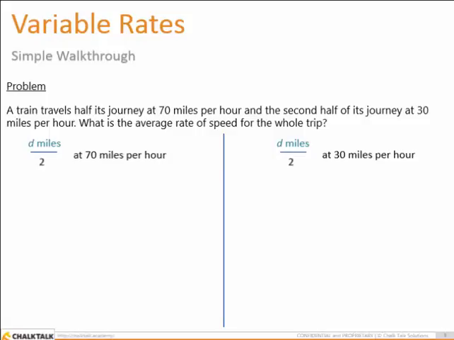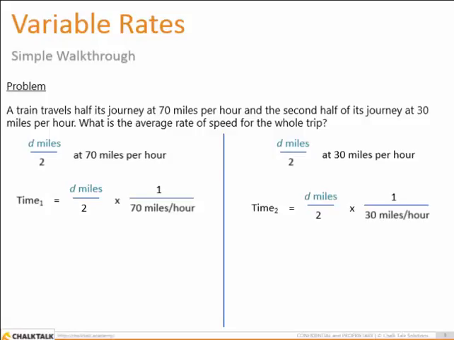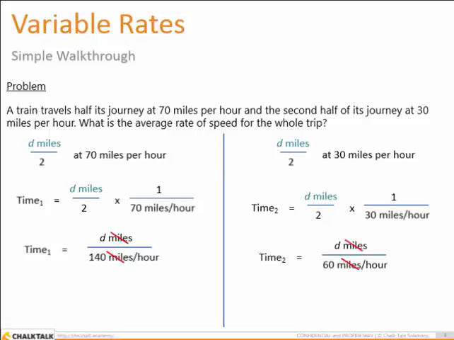Let's use a trick from treating rates as conversion factors and cancel out the miles units on d by multiplying by 1 over our speeds. We do the same process for each speed value, and both are shown on the slide separated by a line down the middle. So after we cancel out our miles values, we have two time values. Time 1, which is the first half of the trip, is equal to d over 140 hours, and time 2 is d over 60 hours.